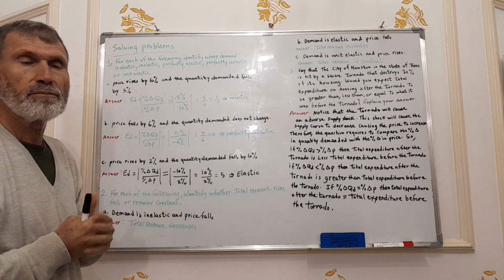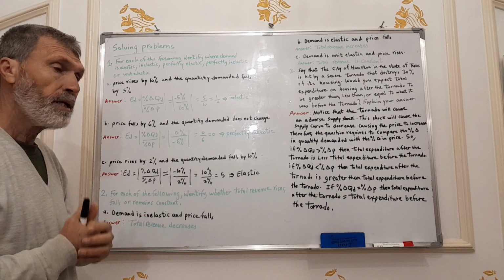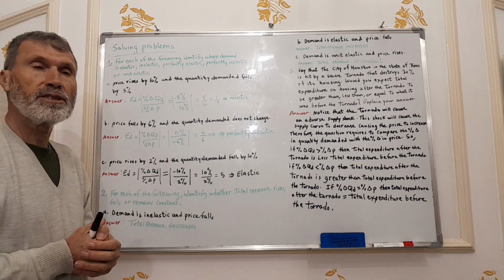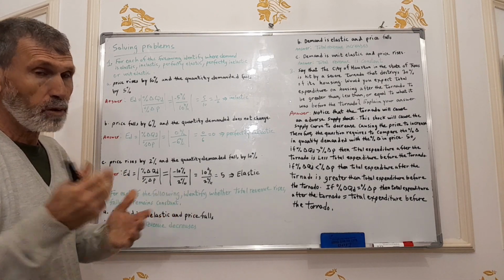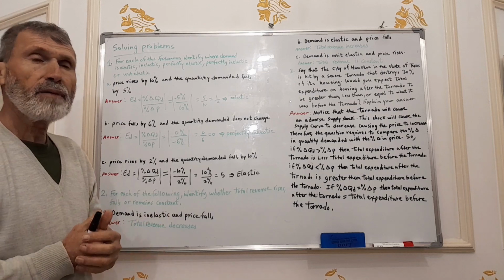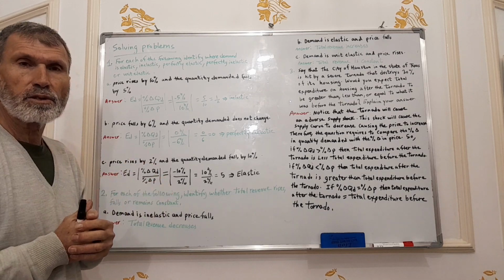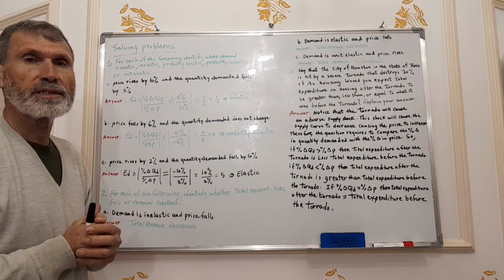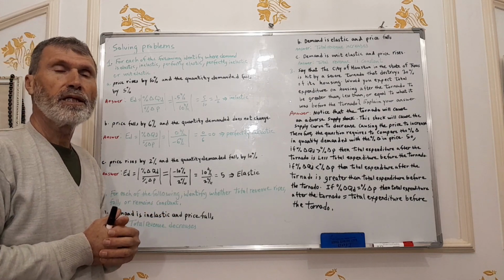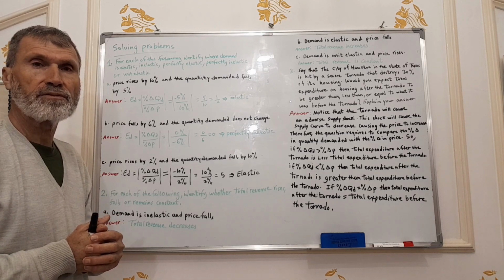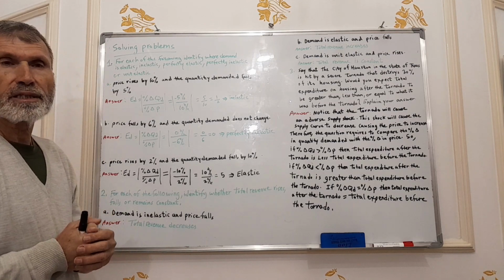We have already said that demand is elastic when the coefficient of price elasticity of demand is greater than 1, the absolute value. And demand is inelastic when the coefficient is between 0 and 1, or less than 1. Demand is unit elastic when the coefficient is equal to 1. It is perfectly elastic when the coefficient is equal to infinity, and perfectly inelastic when it is equal to 0.